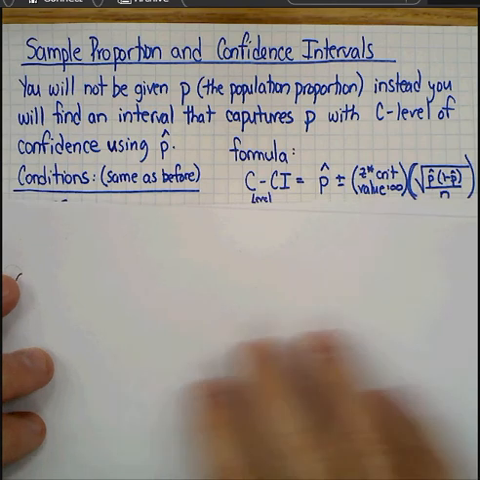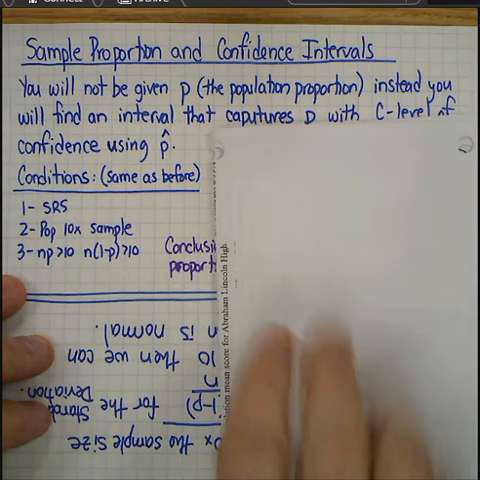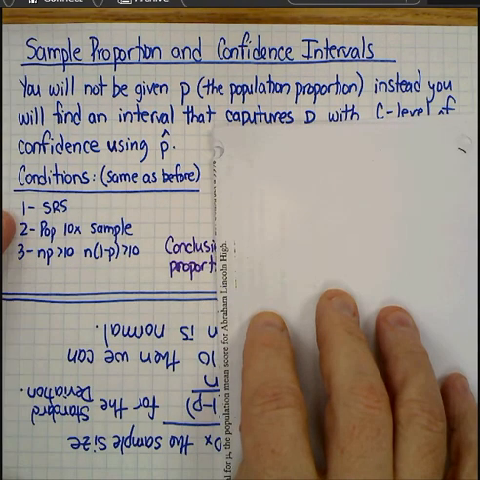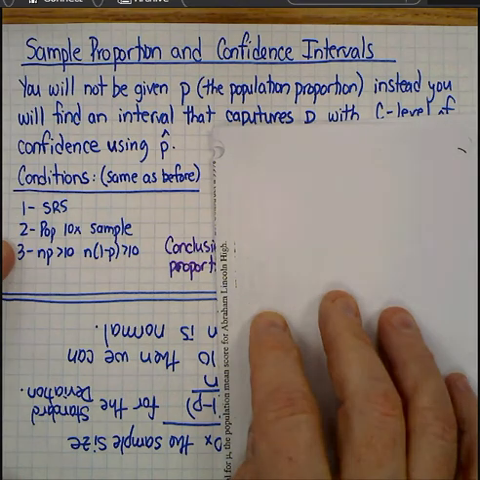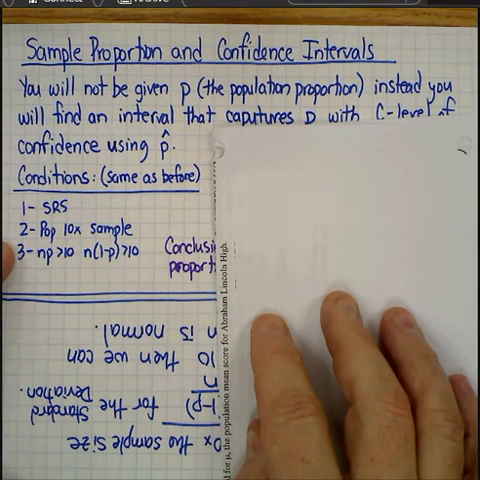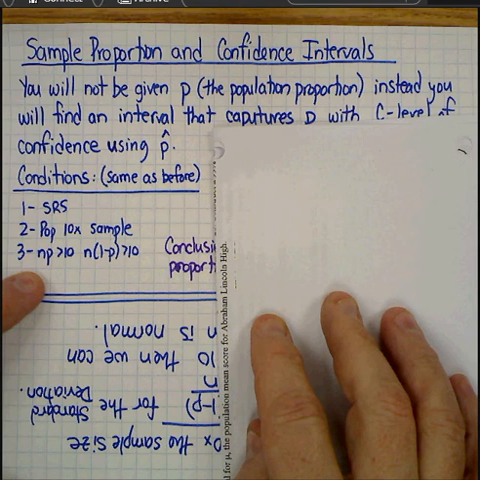All right. So the conditions that we have to meet are the same. SRS. Population has to be 10 times our sample. N times P greater than 10. N times 1 minus P greater than 10.